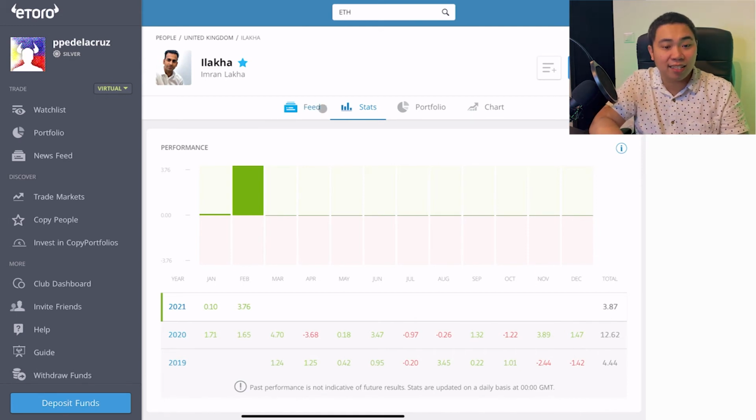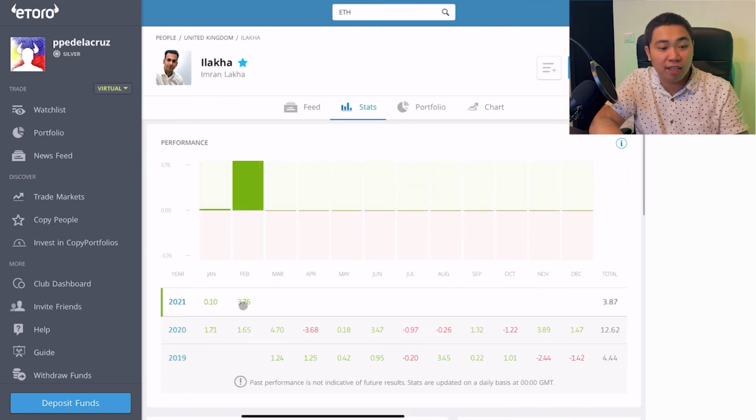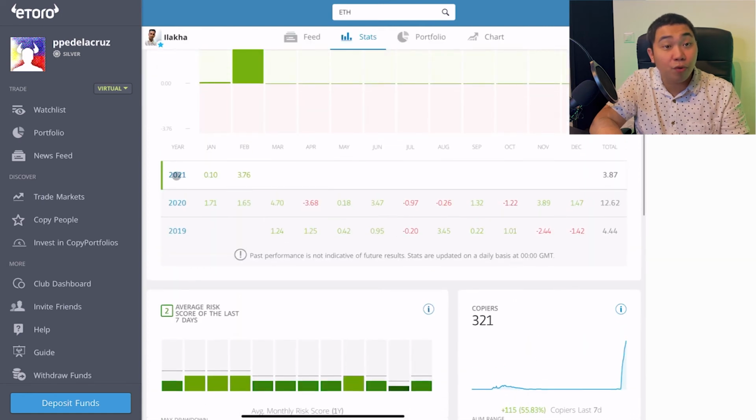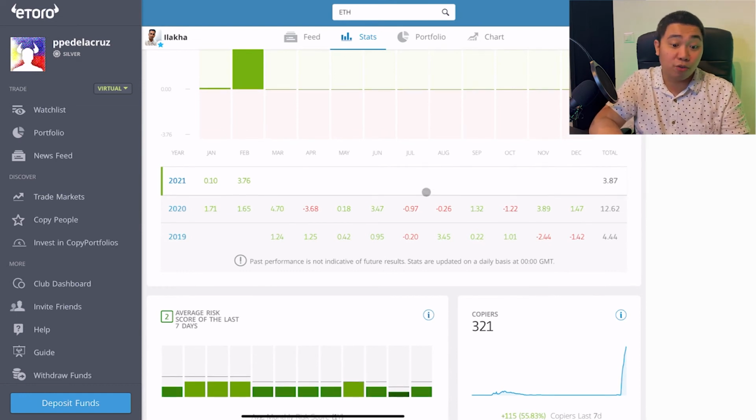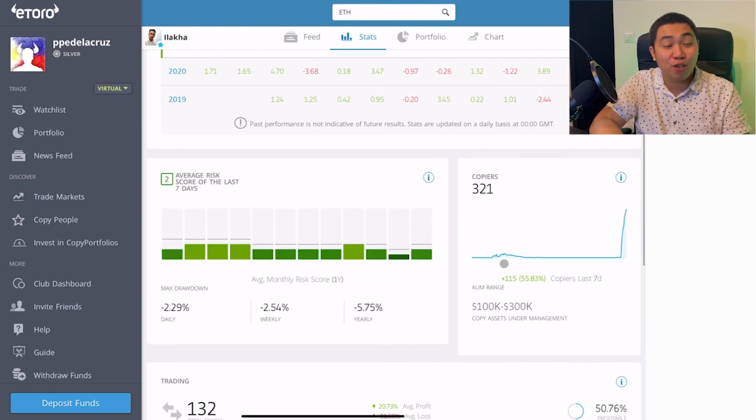In the stats tab, you will be able to see past performance from this person. You will be able to see how much Imran actually earned or lost in certain months. You would be able to see a 3-year view of what the returns are, and you would see that in some months, Imran actually lost some money, but in other months, he also gained. Again, past performance is not indicative of future results, so just take that into account when you're deciding who to copy. If you go down, you will also have a different view on the risk score.